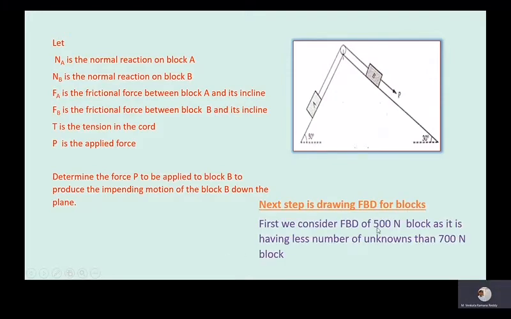First we'll consider the FBD for block A, the 500 newton block, then block B, because block A has fewer unknowns than block B. That's why we'll consider block A first, then block B. So first we'll move towards drawing FBD for the 500 newton block.